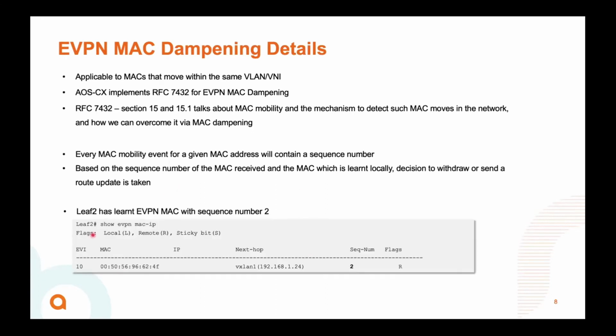So here I have a leaf 2. If you use this command, this MAC address, it basically learns it via EVPN. So the remote next hop is this IP, and it has a sequence number of 2. The flag is R. R stands for remote. Right? This MAC address is remote, has the sequence number of 2 with this next hop.